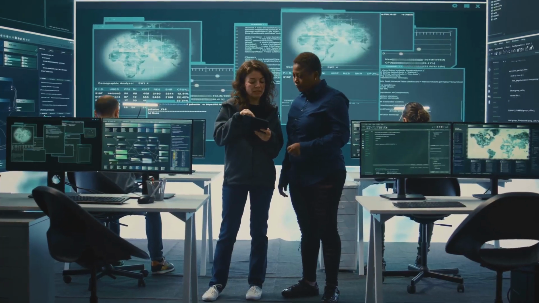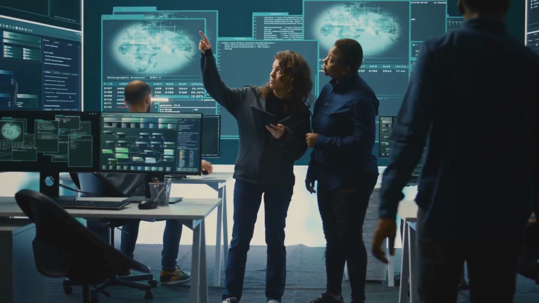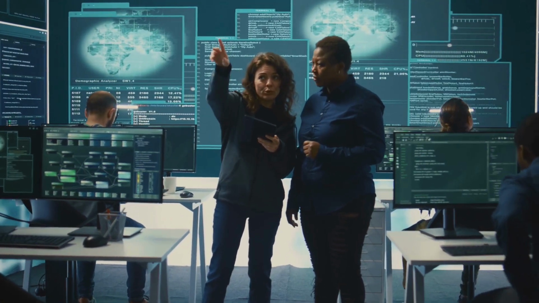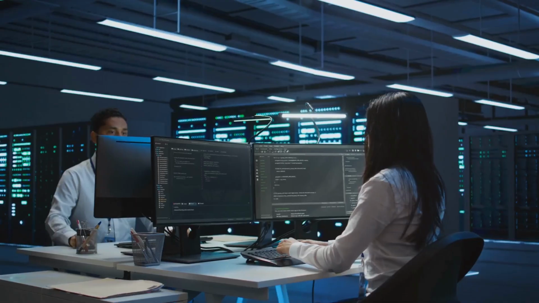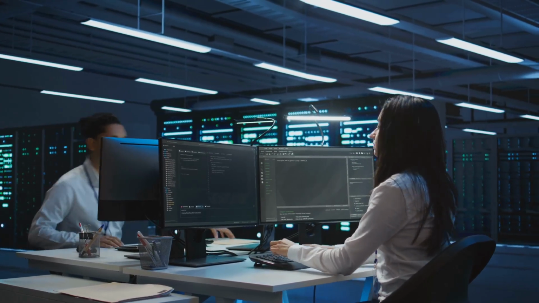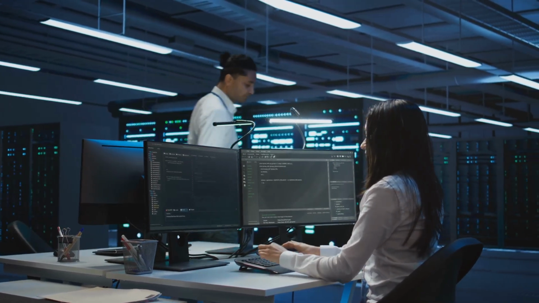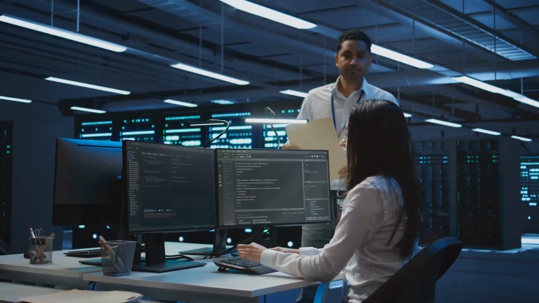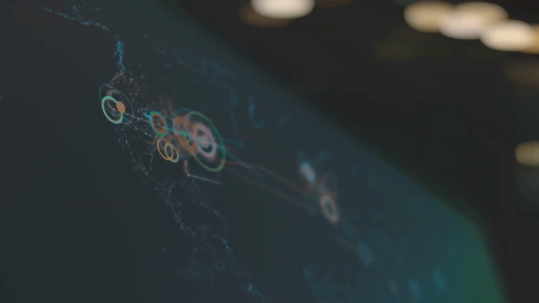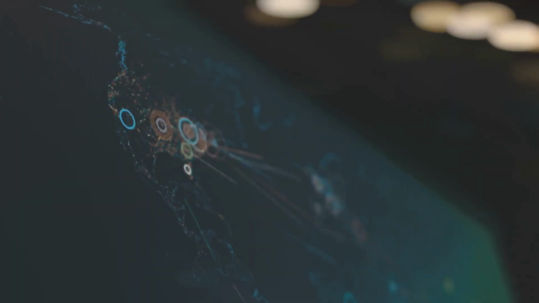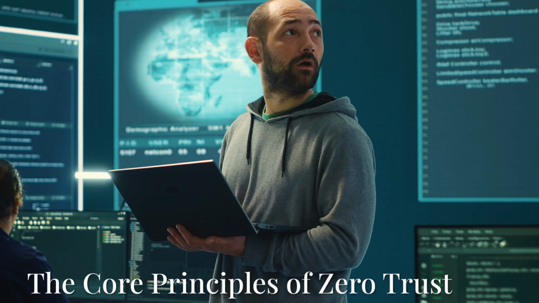The Zero Trust model is gaining traction as organizations recognize the limitations of traditional security measures. A recent study by Forrester found that 80% of security decision-makers are planning to implement Zero Trust in the next year. This shift is driven by the increasing frequency and sophistication of cyber attacks, as well as the growing adoption of cloud computing and remote work.